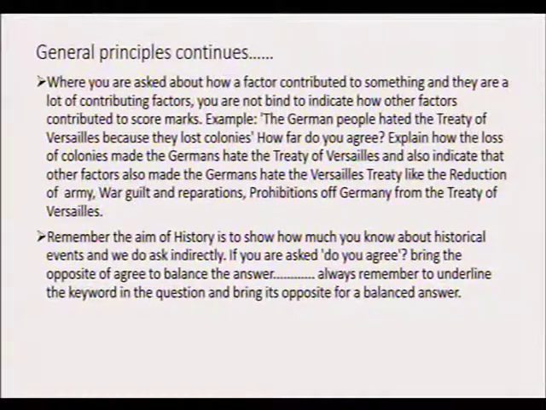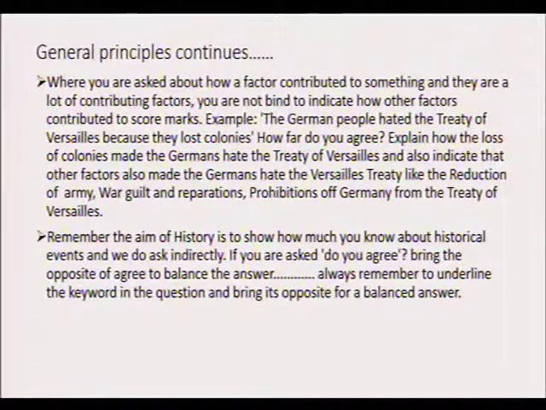Where you are asked about how a factor contributed to something, and there are a lot of contributing factors, you are not bound to indicate how other factors contributed for you to score marks. For example, the German people hated the Treaty of Versailles because they lost colonies. How far do you agree? Explain how the loss of colonies made the Germans hate the Treaty of Versailles.